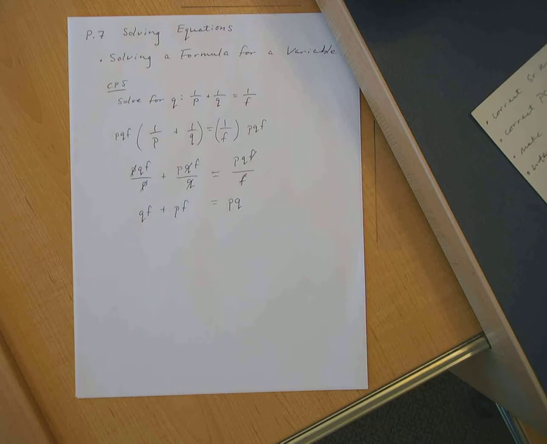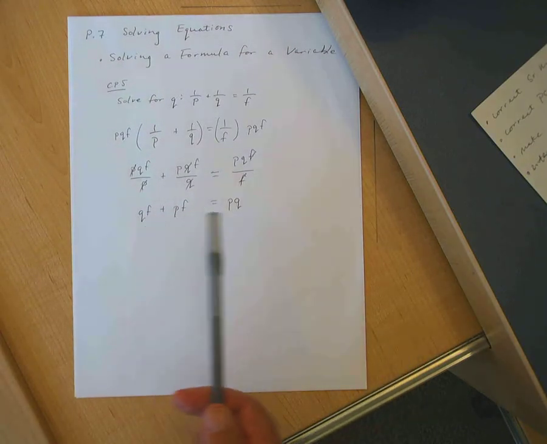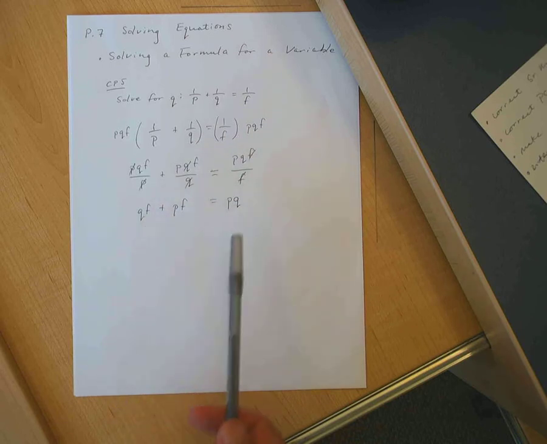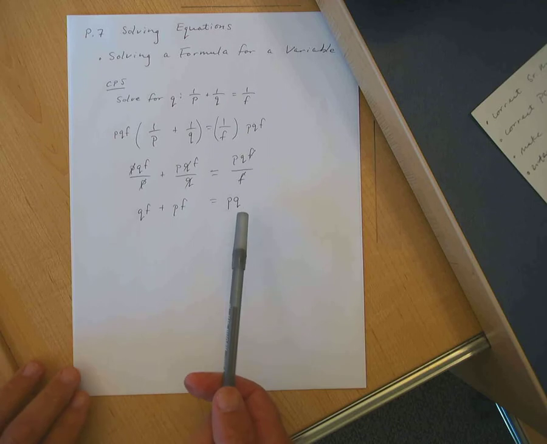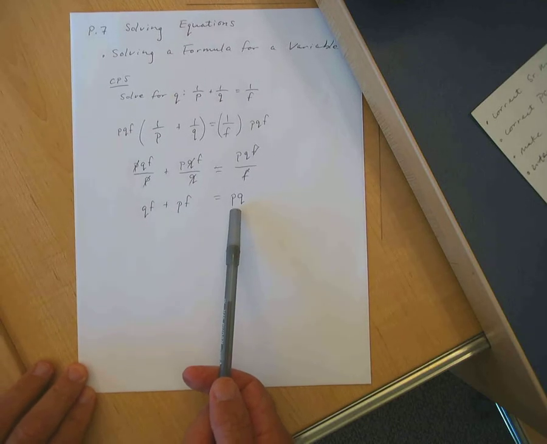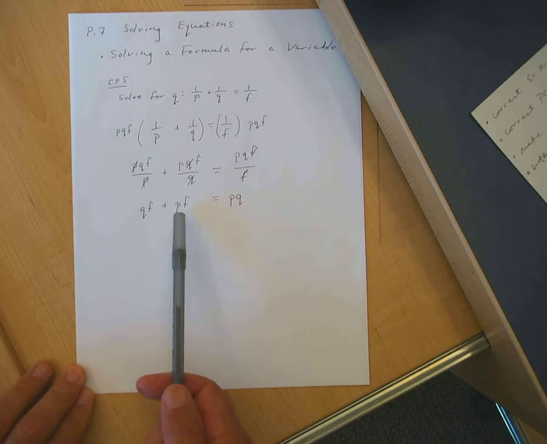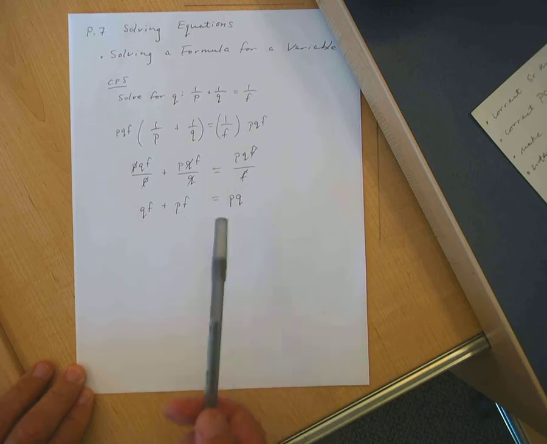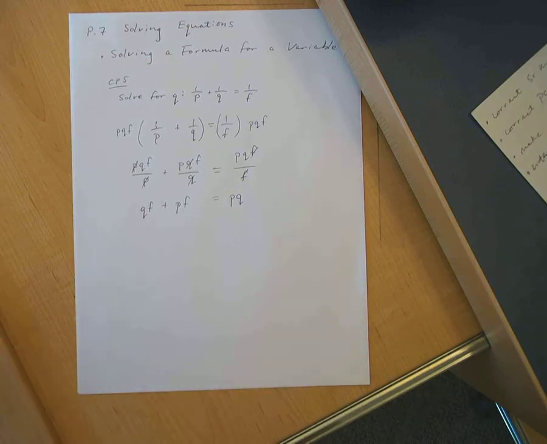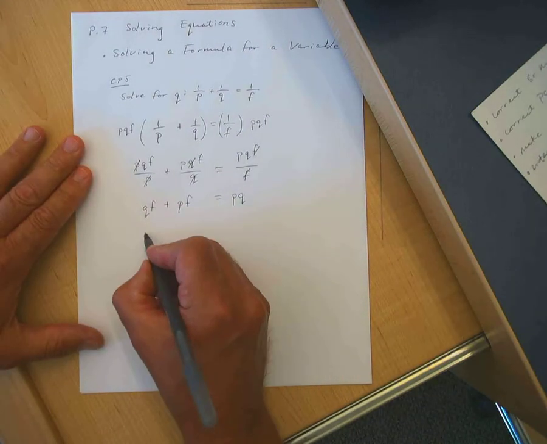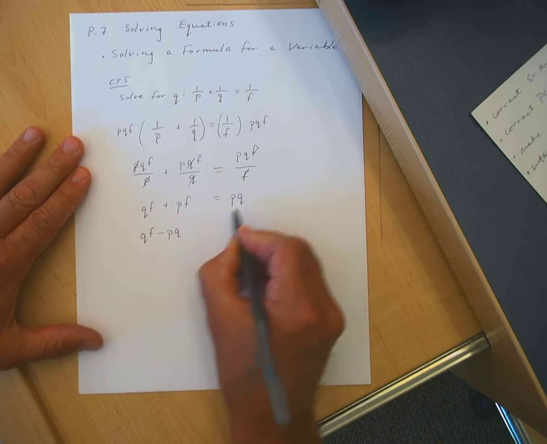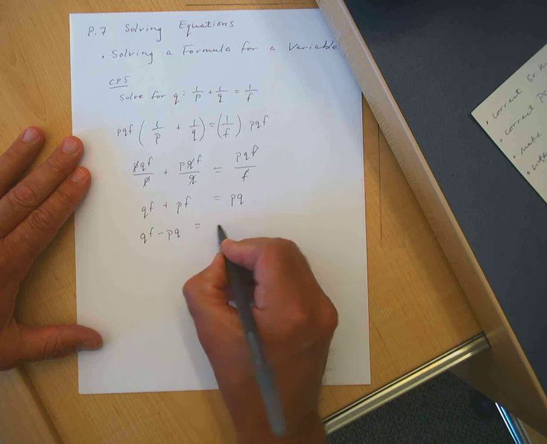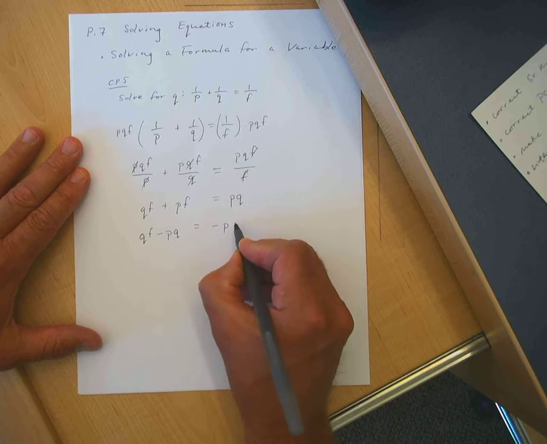Now we're trying to get Q all by itself, and unfortunately I have a Q on both sides. So what you want to do is get the Q's on one side and try to work with it that way. So I'm going to subtract this term, PQ, from both sides. And at the same time, I'll subtract PF and put that on the other side. So subtract PF from both sides. When you do that, you're going to get QF minus PQ, after you subtract that from both sides, equals the opposite of PF.